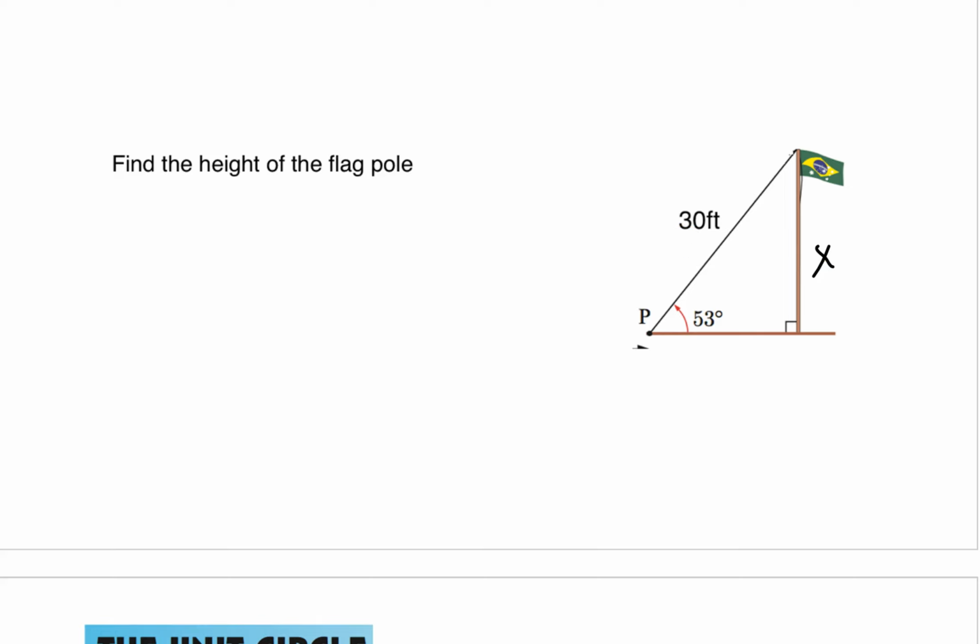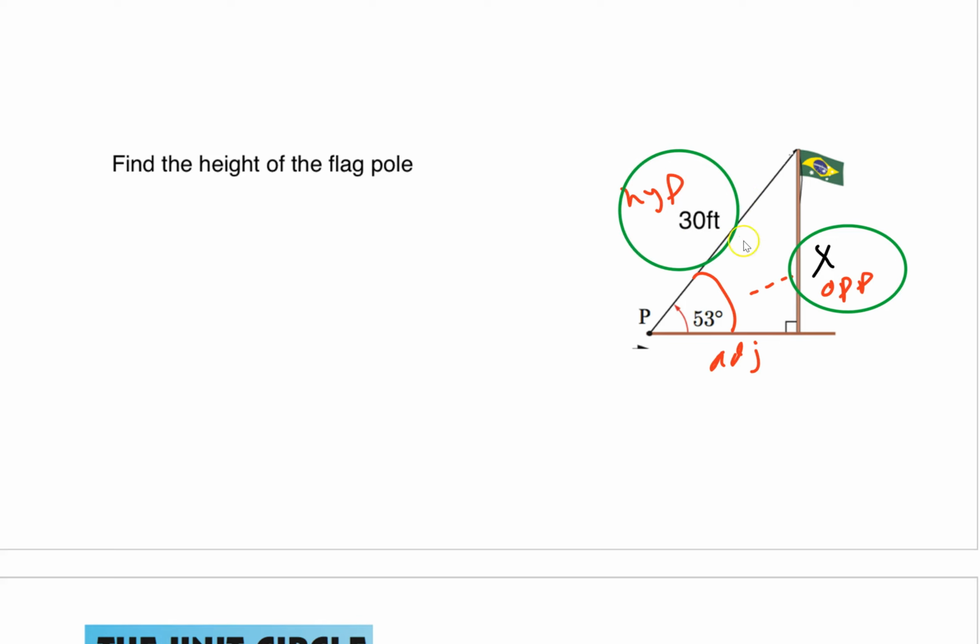Sine, cosine, or tan, right? So I got to go, let's list out the sides. So here's my angle. It's a right angle, so I could do this. This is opposite. This is hypotenuse. This is adjacent. Right, then you look at what you have. We have opposite. Well, we're looking for opposite, so we're going to circle that one. When we have hypotenuse, right? So opposite, we have hypotenuse.